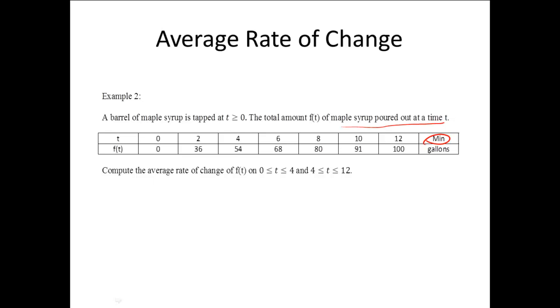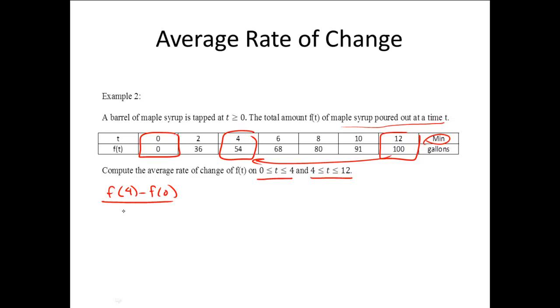Compute the average rate of change of f of t from 0 to 4 minutes and from 4 to 12 minutes. So we're looking at from 0 to 4, and then from 4 to 12. We've got f of 4 minus f of 0 divided by 4 minus 0. That gives me 54 minus 0 over 4 minus 0, which is 54 divided by 4, or 13.5 gallons per minute.